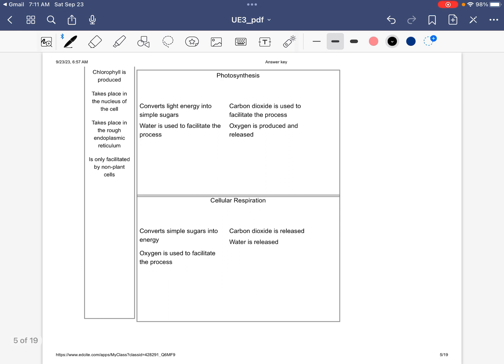So again, in photosynthesis, you convert light into simple sugars. That is correct. We take light energy and we make glucose, right? So you can write your reaction here on the bottom. You have light plus carbon dioxide plus water to produce glucose and oxygen. Water is used to facilitate the process.